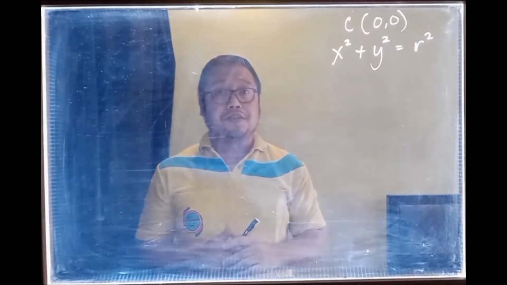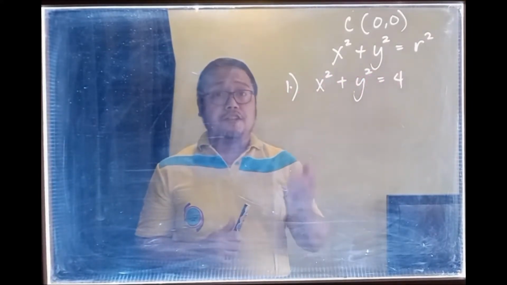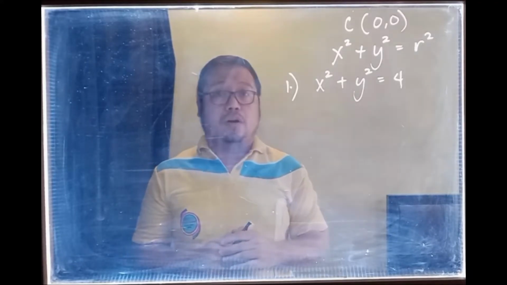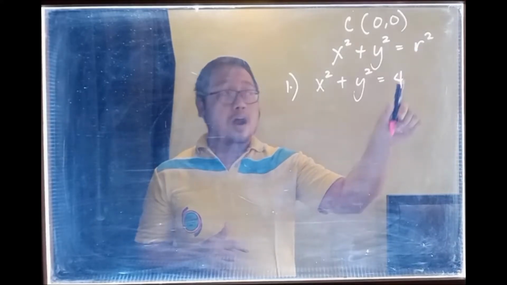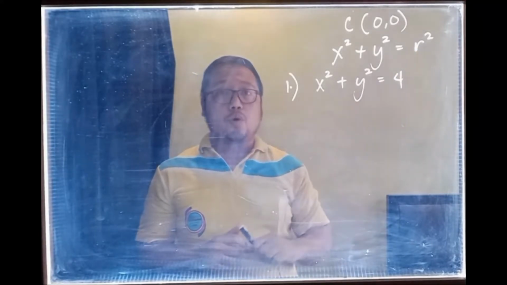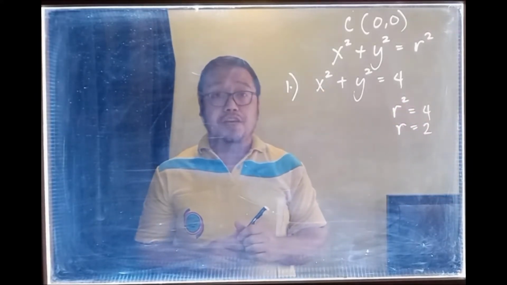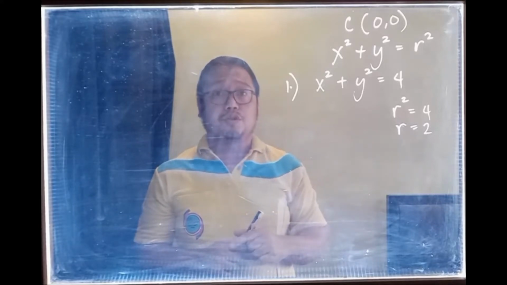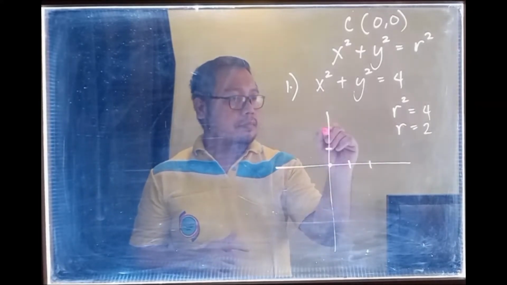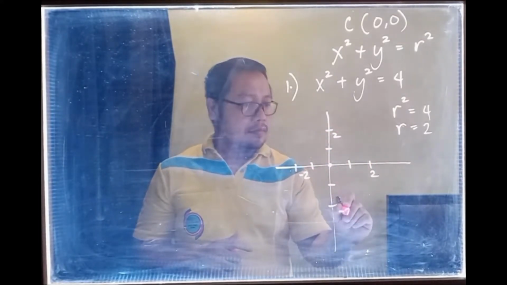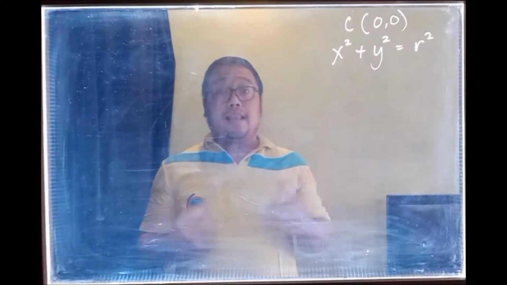Let's have our first example. Given x squared plus y squared equals 4, we know that r squared equals 4, so we can find the radius. The radius is equal to 2, so we can graph the circle now.